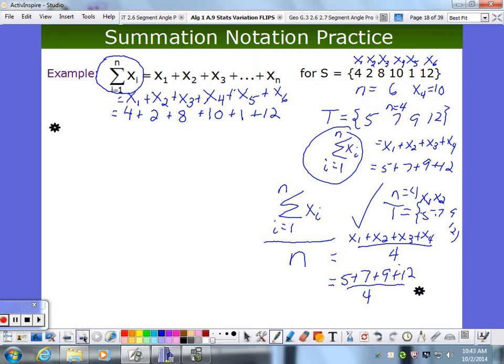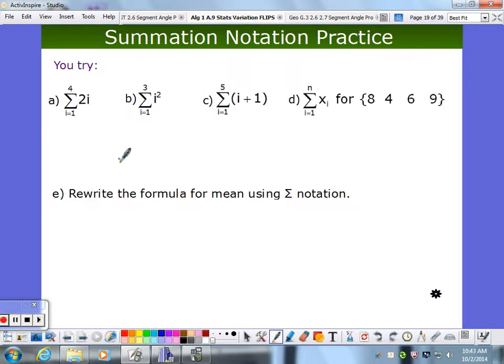Let's try these You Try problems at the bottom-ish of page 3. We actually did this one already, so let's see if you can do it. I do still have some people writing, which is okay, but look up and see if what you've done so far is correct.